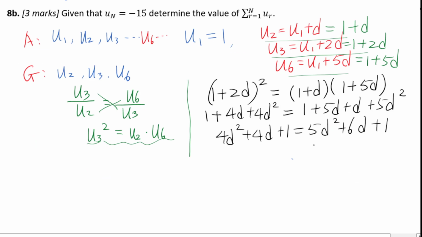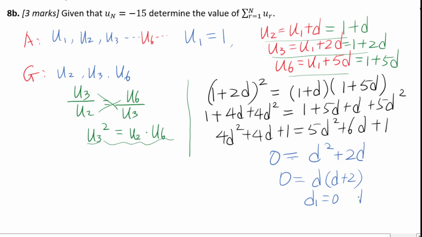We know this is a quadratic equation, so move everything from the left side to the right side. We want the coefficient of D squared to be positive. 0 equals D squared plus 2D. The 1 cancels, so the common factor is D: D times D plus 2. D1 equals 0, D2 equals negative 2. Since 0 cannot be the answer, D equals negative 2 is the solution.